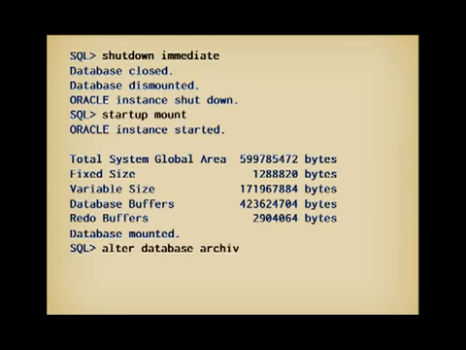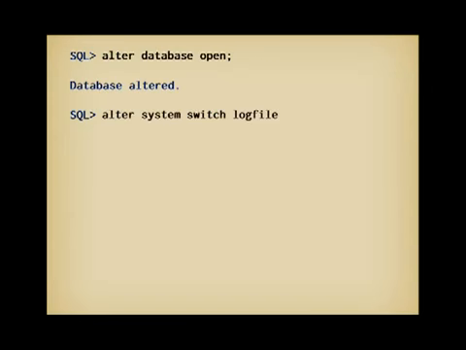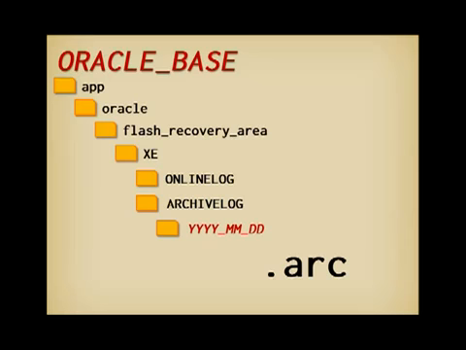A simple alter database command does the trick, which I can follow with alter database open to make the database accessible to all users. I can then switch the log files a couple of times. Where are all the archives gone? If you go to the Flash Recovery Area directory, you will discover that you have a new directory called archivelog with a subdirectory that is the timestamp for the day. There, you'll find today's archived files with the .arc extension.